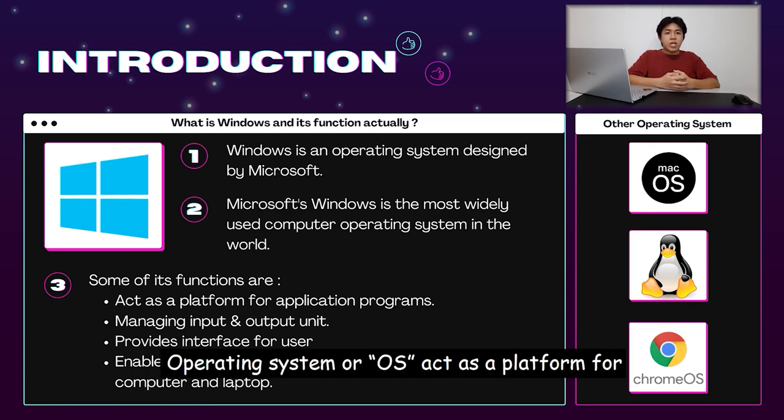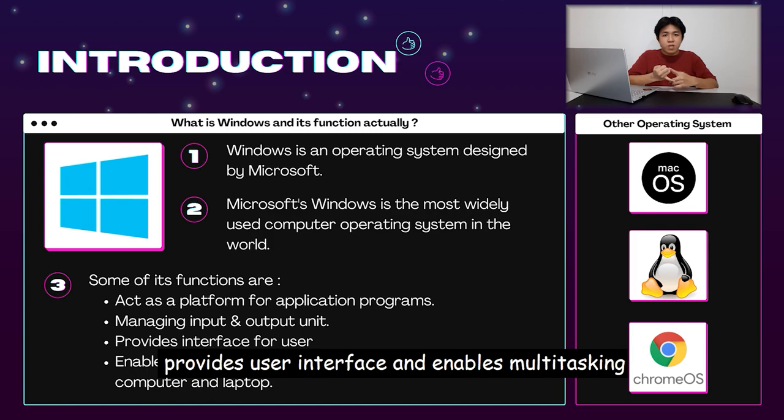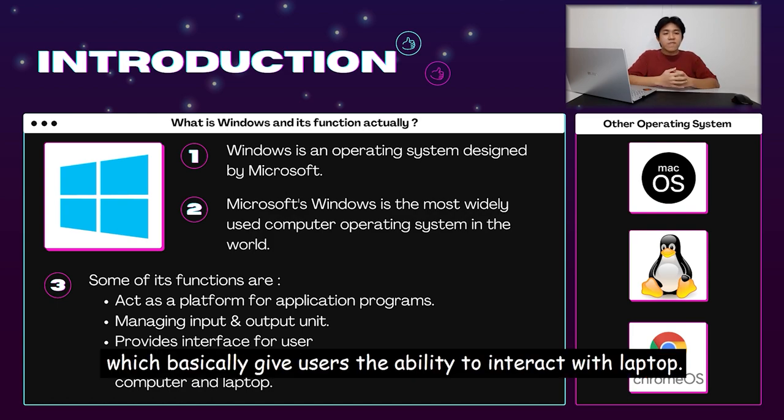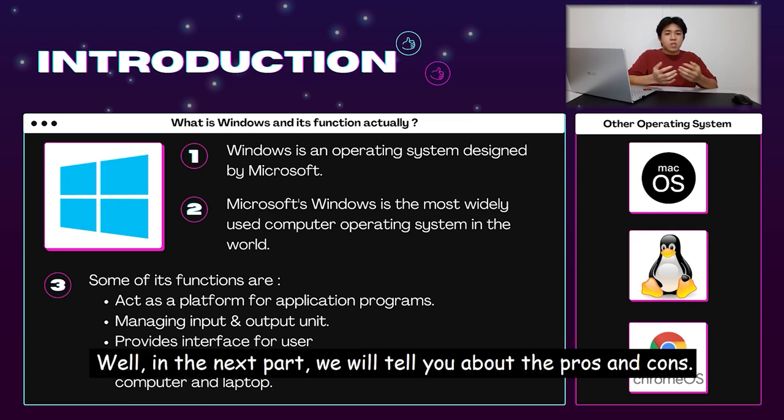There are several purposes of an operating system. An operating system, or OS, acts as a platform for application programs, manages input and output units, provides a user interface and enables multitasking, which basically gives the user the ability to interact with the laptop. Without an OS, our laptops are pretty much useless. In the next part, we will tell you about the pros and cons.